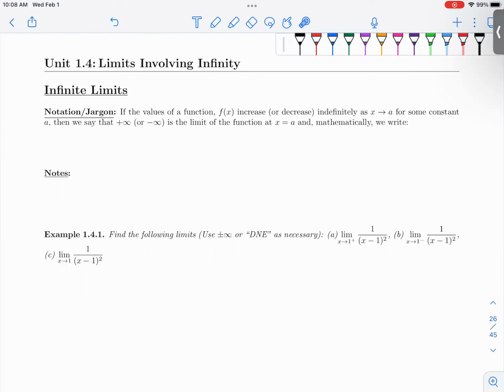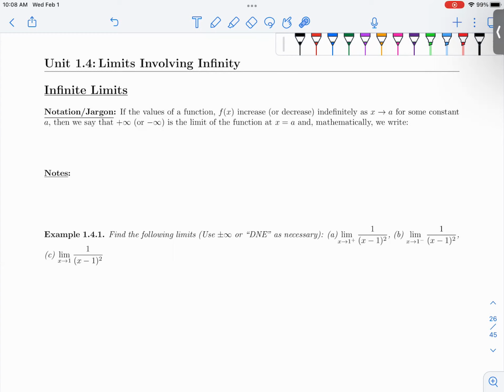So notation: if the value of the function increases or decreases indefinitely as x approaches a, for some constant, then we say that positive infinity or negative infinity is the limit of f of x as x approaches a.